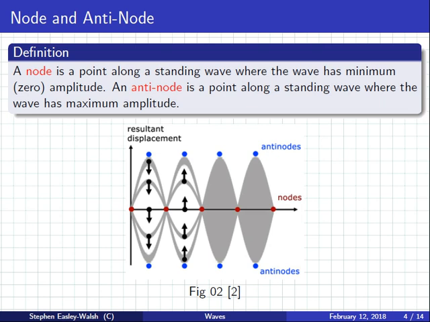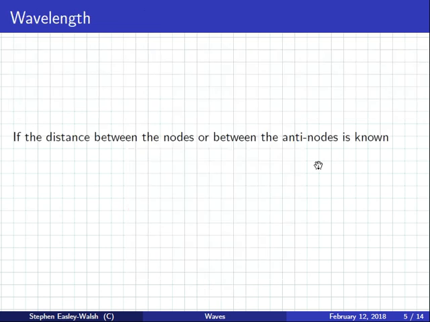Okay, Jerry? Yeah, okay. So, just think before you answer. If you know the distance between the nodes or the antinodes, you could know the wavelength. So, before you say it, just think for a moment. You know the distance between the nodes or the antinodes, so just call that distance D or something. You could get the wavelength from that distance. What would it be?